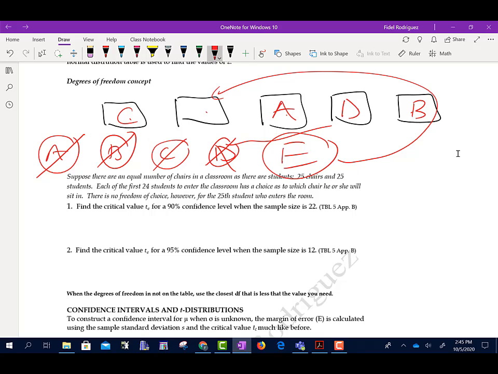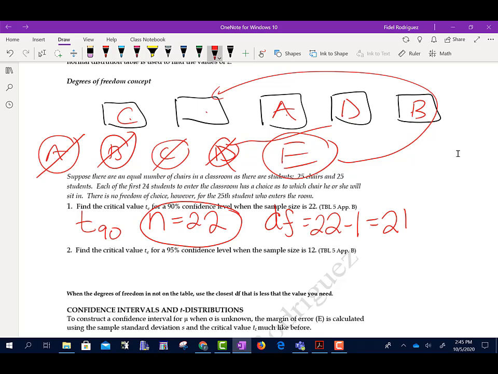So the first problem here says, find the critical value tc for a 90% confidence level when the sample size is 22. Okay, so we're going to look for our t90 when my n value is 22. Well, if my n value is 22, then my degrees of freedom is going to be 22 minus 1, which will be 21. Okay, so there's a couple things I need to know.